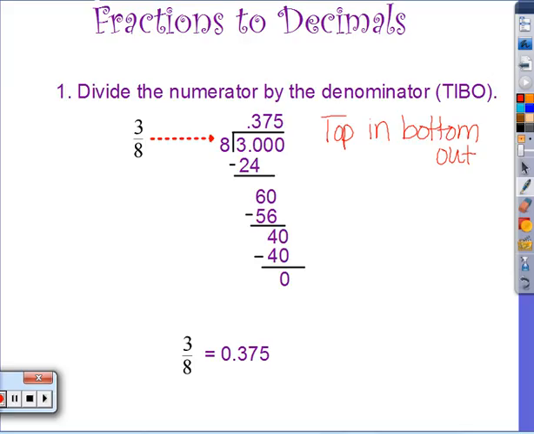Alright, if your desk is divisible by 2, please stand. If you are also divisible by 5, stay standing.